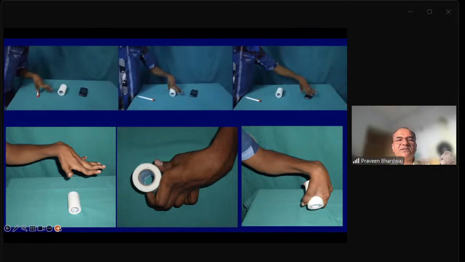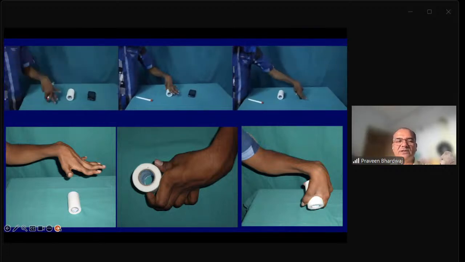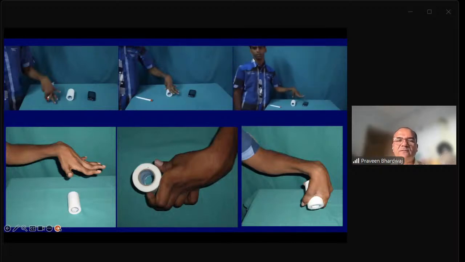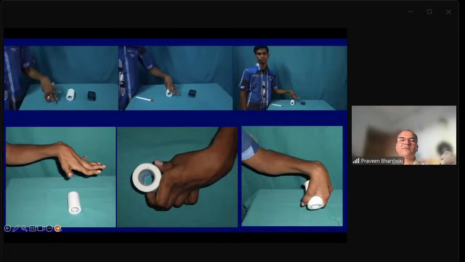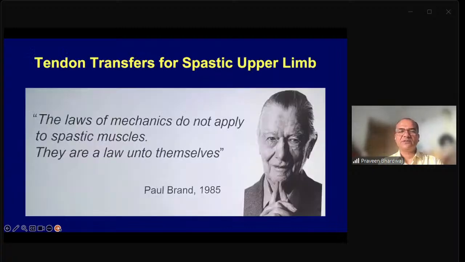And with a flexed wrist, the fingers have to work much harder to open up to pick up various objects. We can see the patients often would have a good finger flexion, but the flexed wrist itself would make them look very disabled and also make them feel as if the function of the hand is not good. So when you are correcting a wrist deformity, you will have satisfaction of getting an improved function and also an improved appearance, which patients generally like.